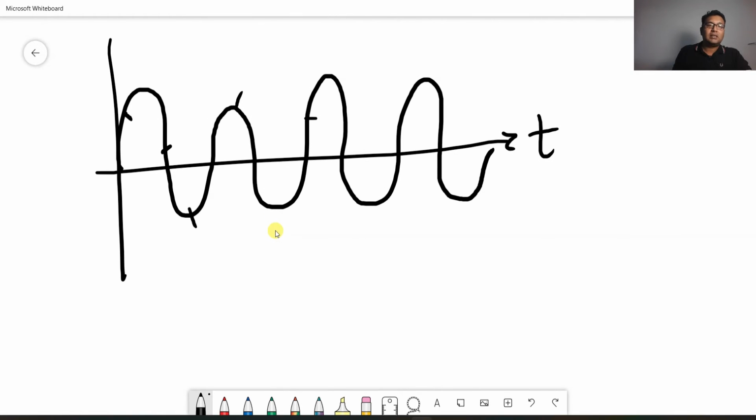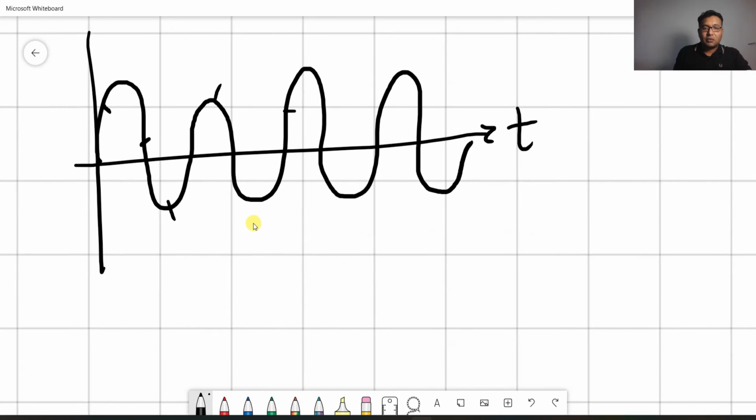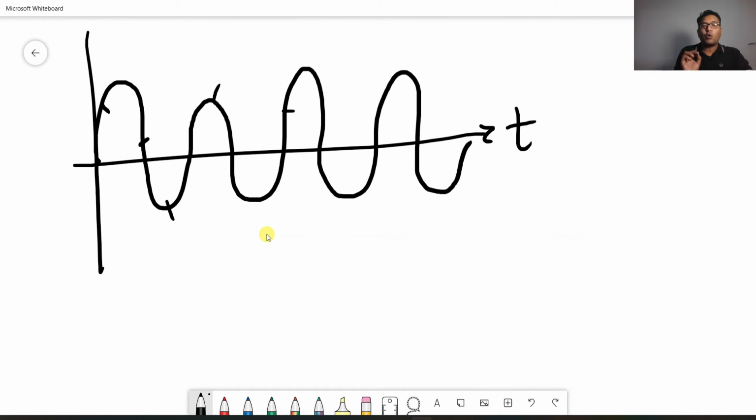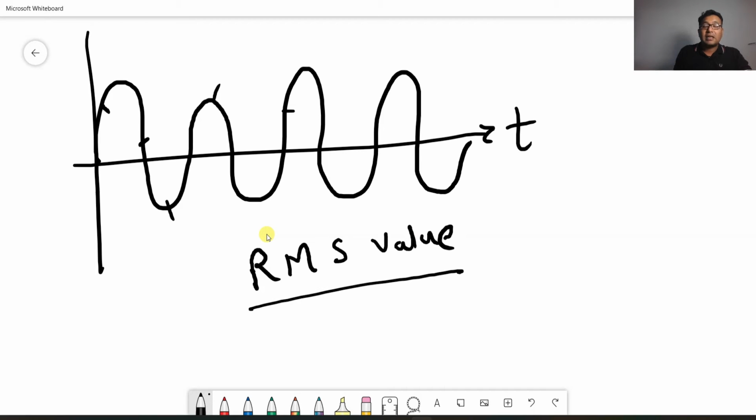Therefore, what is done? We use a particular parameter, or an average point value, which is called the root mean square value, or RMS value. We usually call it an RMS value. The RMS value is basically an aggregated average of this sine wave. I will not go into technical details, but those who are interested may search for it.